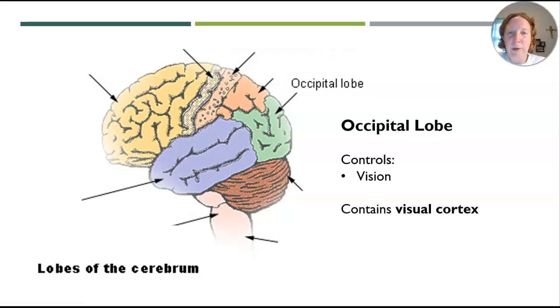And finally, the occipital lobe. This is the easiest one to learn. Think of it like the eyes in the back of your head because the occipital lobe controls your sense of vision and contains the visual cortex. Nothing else to know about that one.